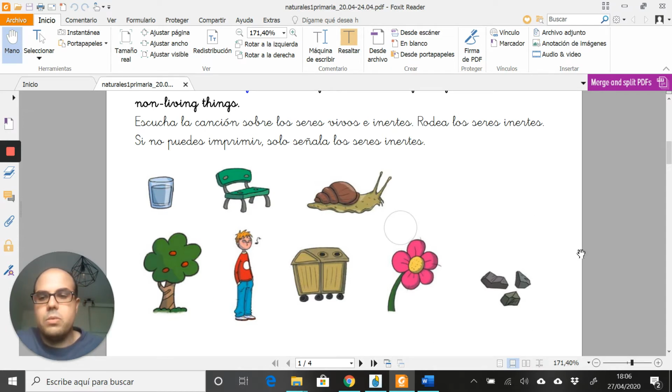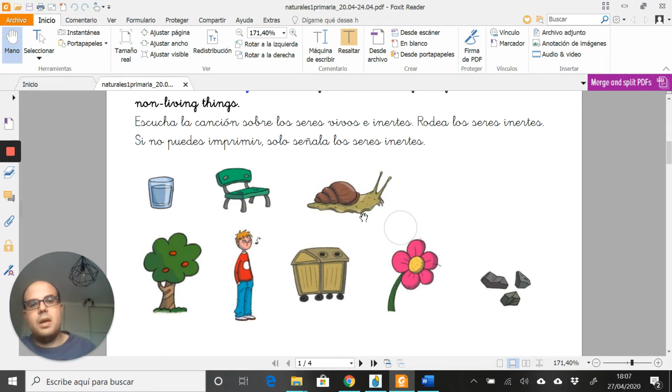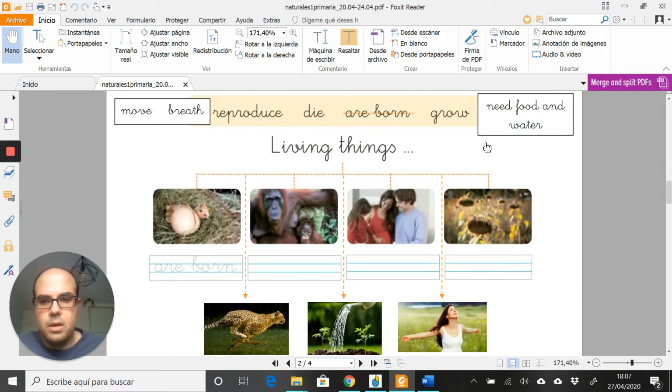And if we want to know if they are living things or non-living things, well, we have to think about the characteristics of living things. So we said here that living things are born, okay? They grow, they reproduce.